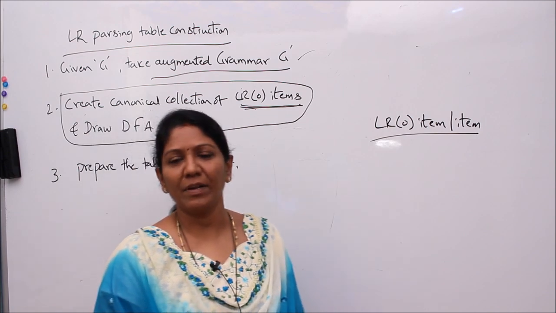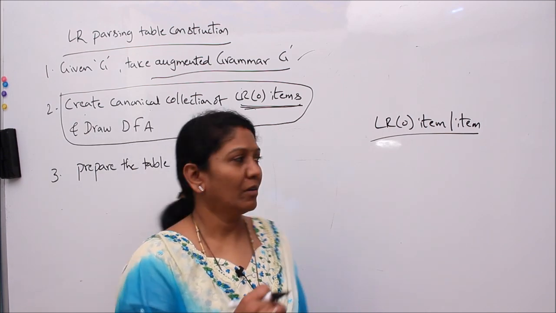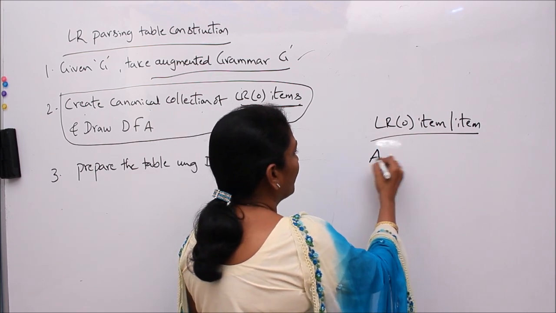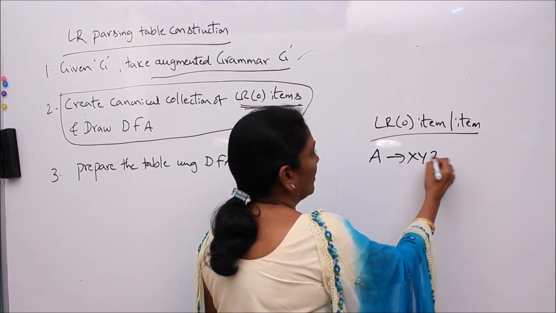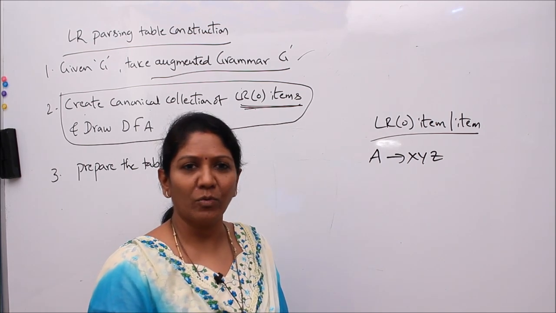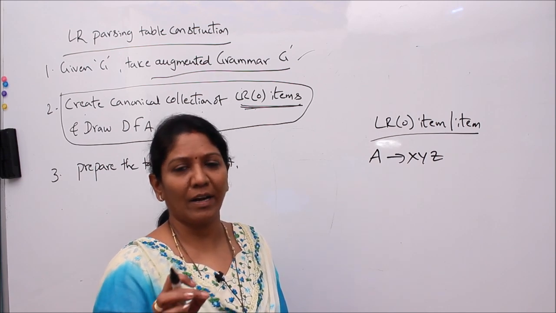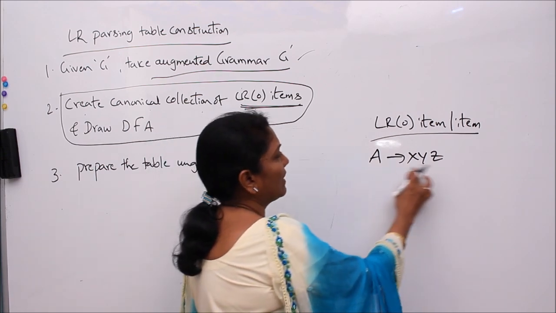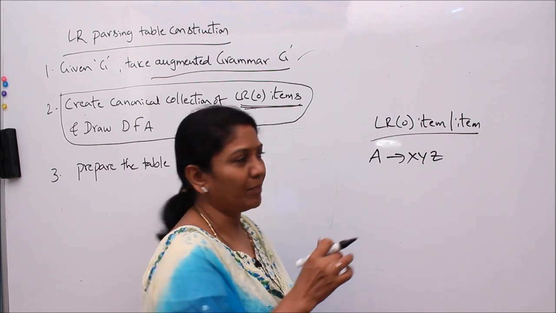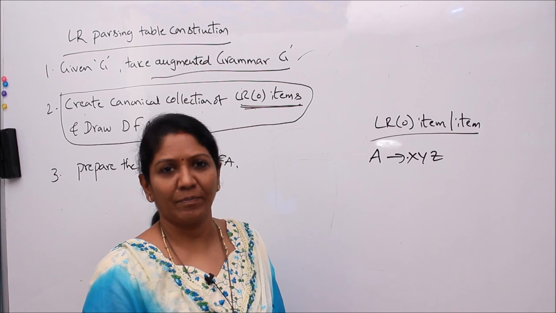The definition is very simple. Given a production, something like A to XYZ, an item is nothing but a grammar rule with a dot at any point on the right hand side. See, when you have something like this, we call it a production. But if I put a dot over here, now we call this an item.